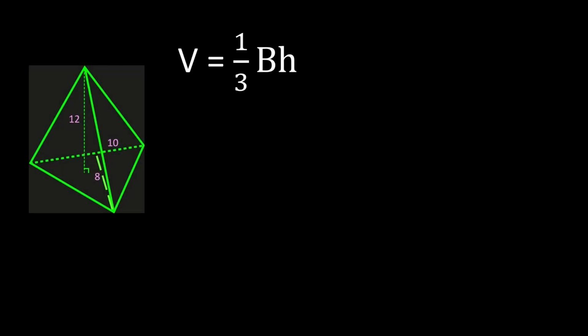This is a triangular pyramid, and to find its volume, we're going to use the formula volume equals 1/3 times the area of the base times the height. So we will be multiplying 1/3 times the area of the base, and the base of a triangular pyramid is a triangle. So to find the area of the base, we have to use the formula for the area of a triangle, 1/2 times the base times the height.